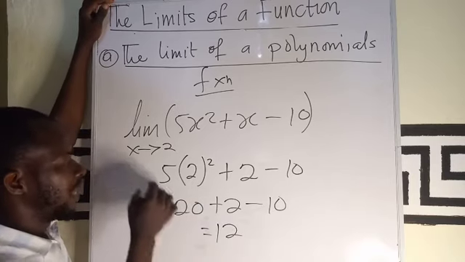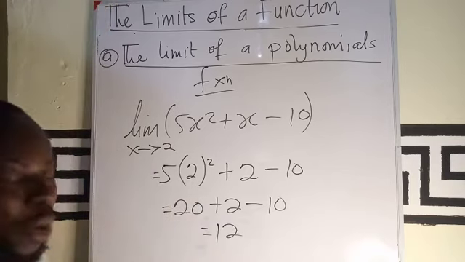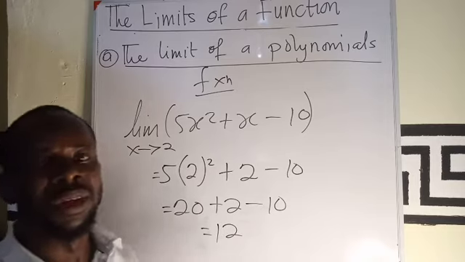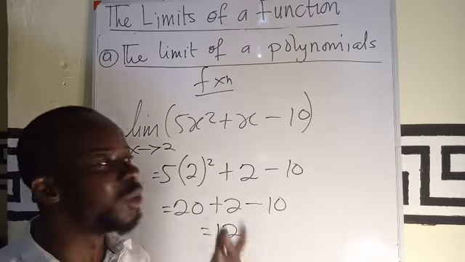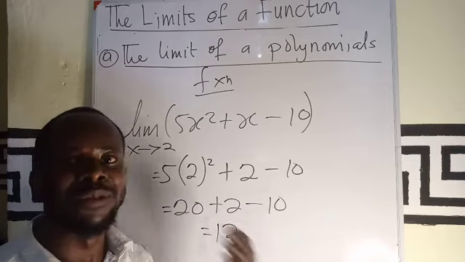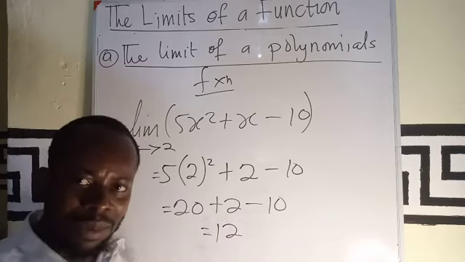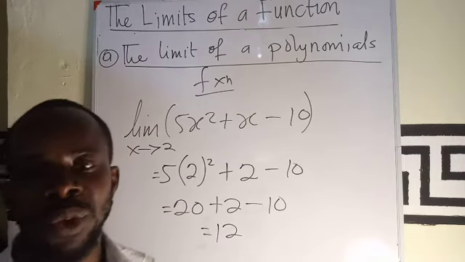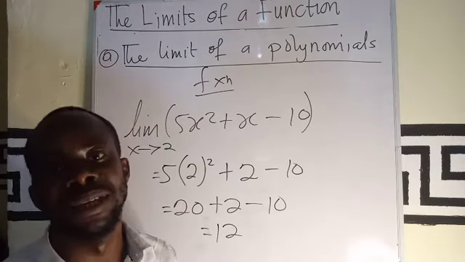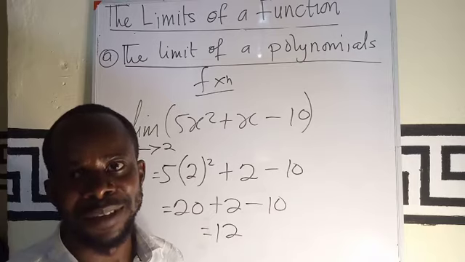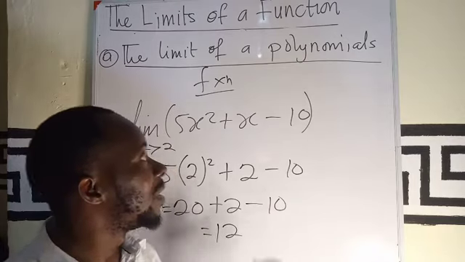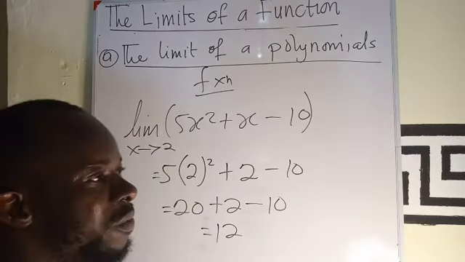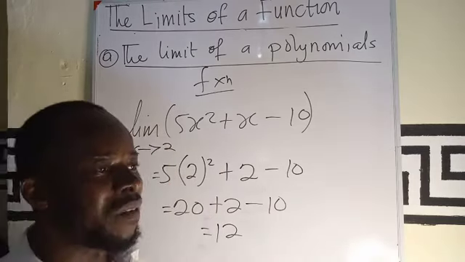So it means that if you are having any polynomial function at all, then there is no cause for alarm. What do you want to do? Just put in the value of x, the limit given to you. Substitute it into the equation, then perform your operation. Then you are there. The next one will be the limit of a rational function, but that will be in the next video.